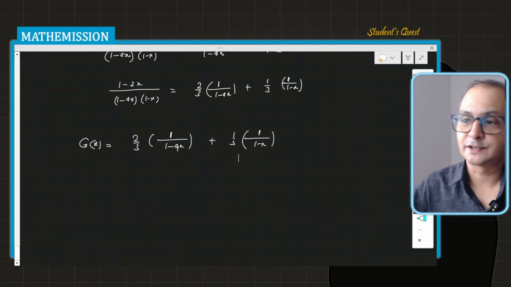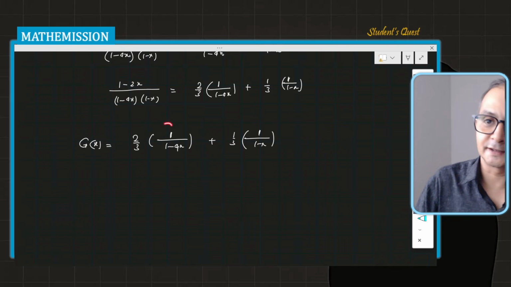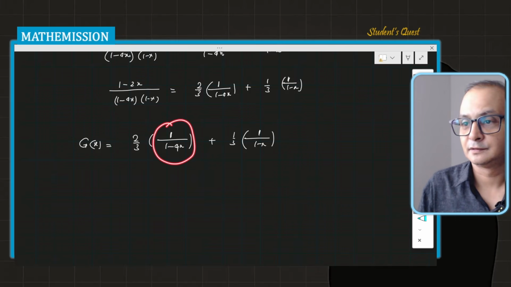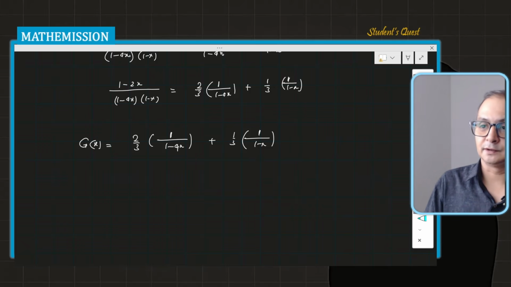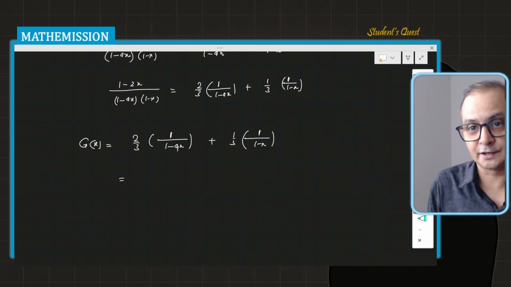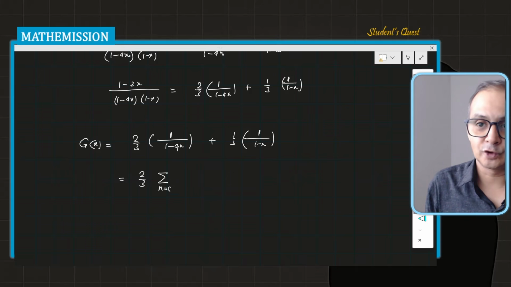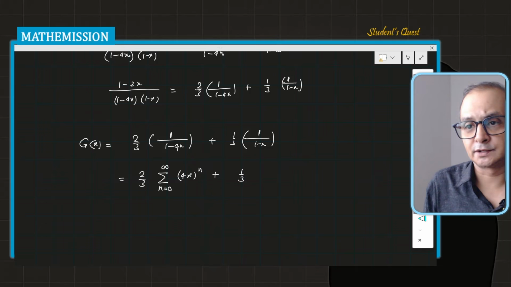And now you can notice again that this is again the sum of an infinite GP, with the first term 1 and the common ratio 4x. So I can write this as 2/3 into the summation of n goes from 0 to infinity of (4x) to the power n, and this is going to be 1/3 summation n goes from 0 to infinity x to the power n.